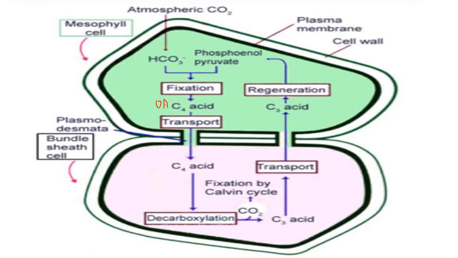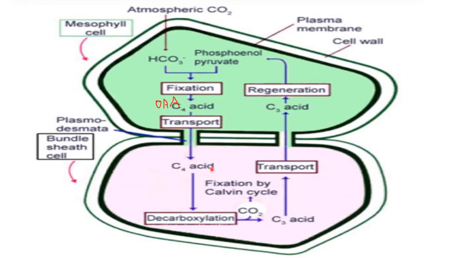So you can write the name here, oxaloacetic acid, as C4 acid is formed here, right? After that, this oxaloacetic acid is converted into malic acid and it is transported to the bundle sheath cell. So these are mesophyll cells. Up to here these steps are occurring in the mesophyll cell, and this cell is the bundle sheath cell. So this is now transported to the bundle sheath cell.